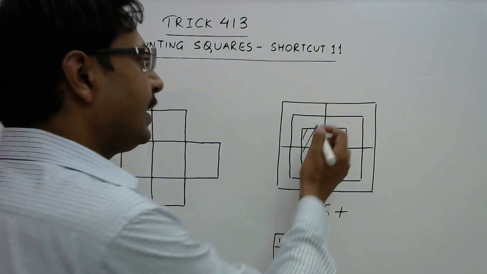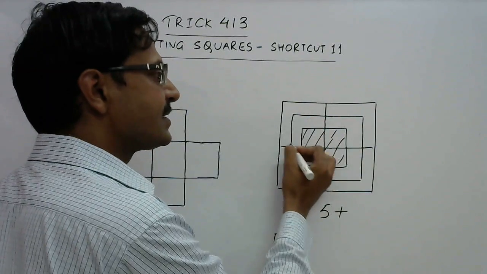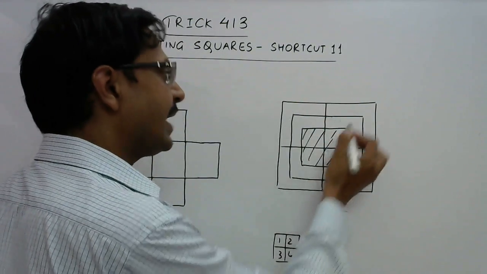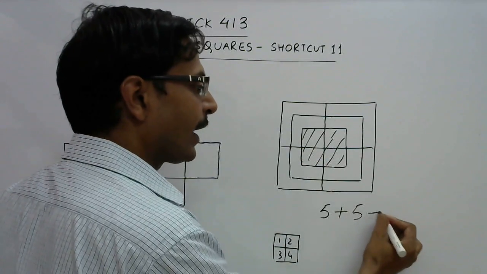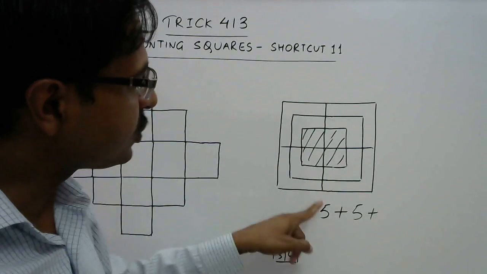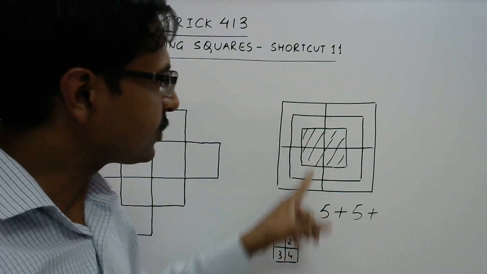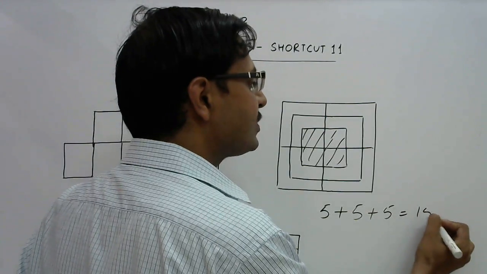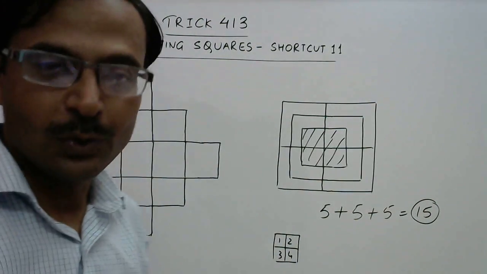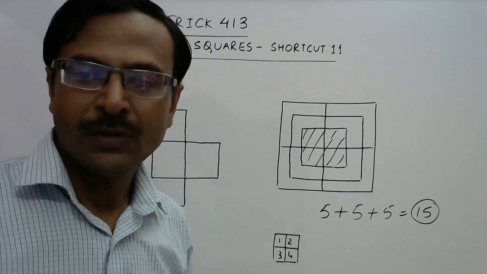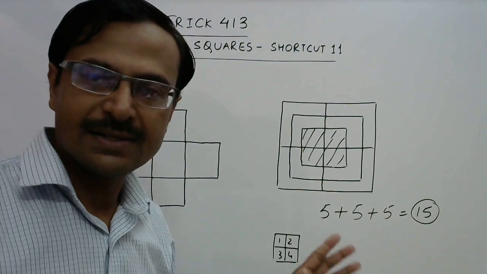Then again it is divided into four parts. So this is 1, 2, 3 and 4 squares and the larger square. So 5 more, and finally we have the largest square, again divided into 4 smaller squares by the horizontal and the vertical line. So 5 more squares. So you have 15 squares in total. So you don't need to actually count the squares. Just by looking at the figure you can tell how many squares are there in this figure.